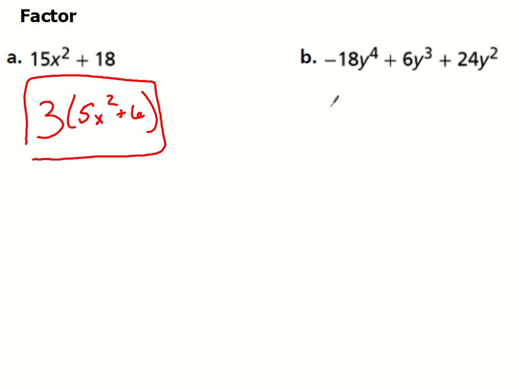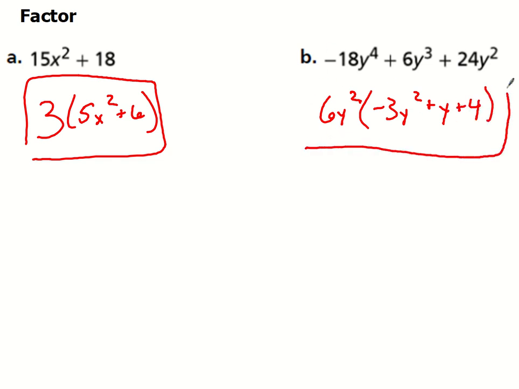This one right here, my greatest common factor is 6y squared. So that's going to give me negative 3y squared plus y, and that's going to give me plus 4. And I am done.